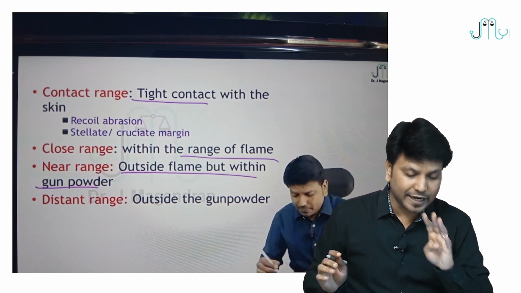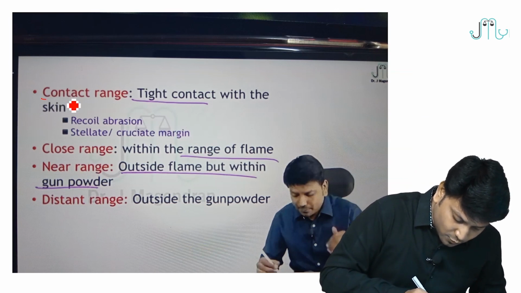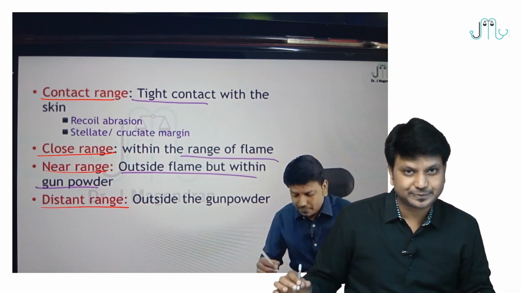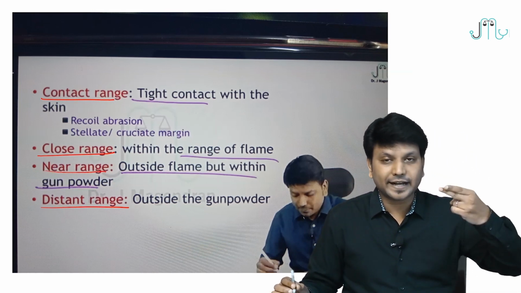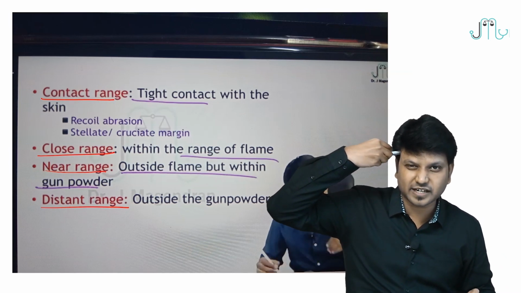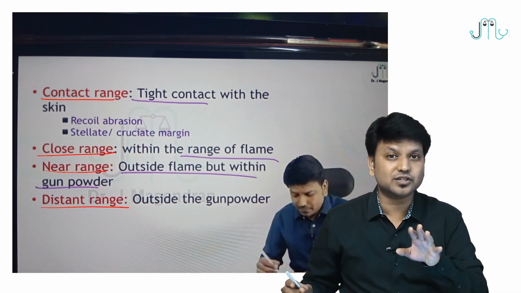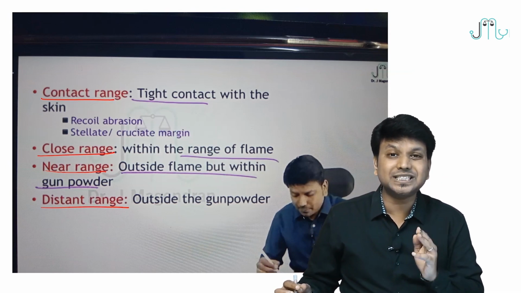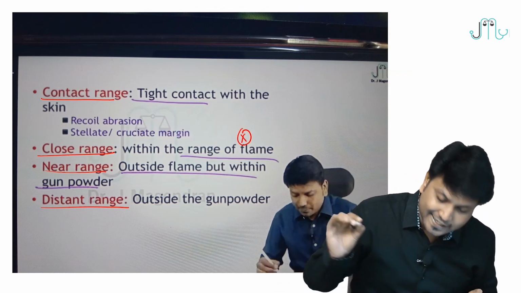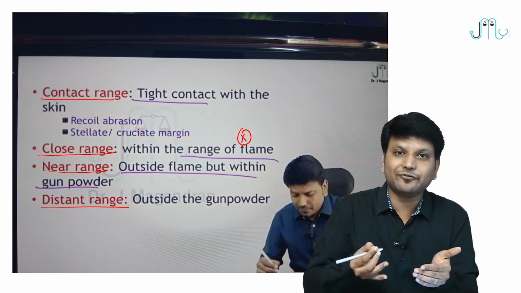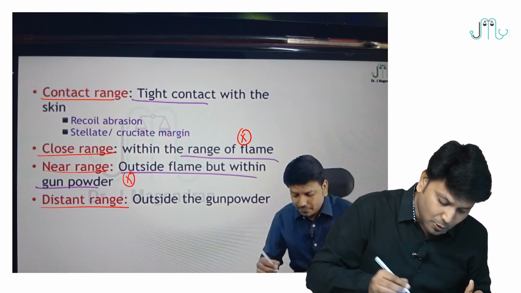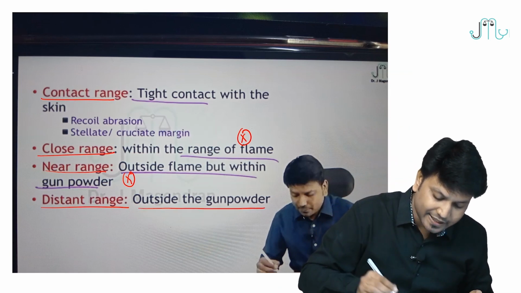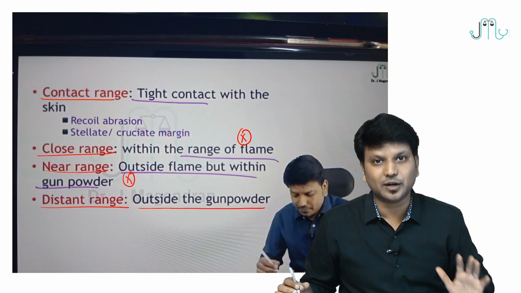Okay, see, we have got 4 ranges as we have discussed earlier. One is contact range, another one is close range, near range and distant range. What do you mean by contact? You take the gun, you keep it in tight contact with the skin. That is called contact shot. Okay, what is close shot? Close shot is one within the range of flame. Remember this, friends, within the range of flame. When it is outside the range of flame but within the range of gunpowder, that is called near shot. And remember, distant shot is one that is outside the range of gunpowder.